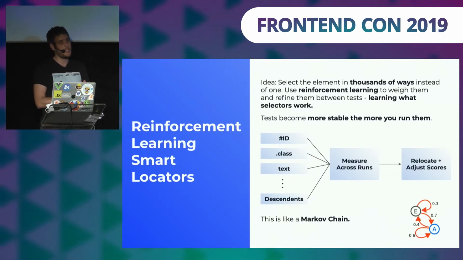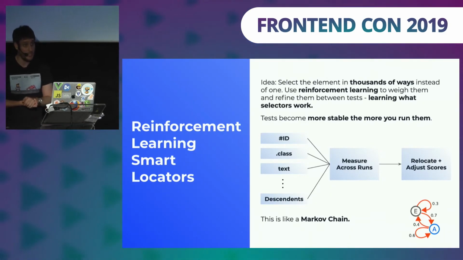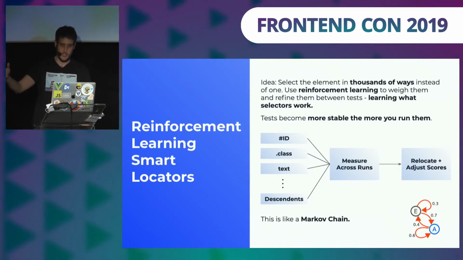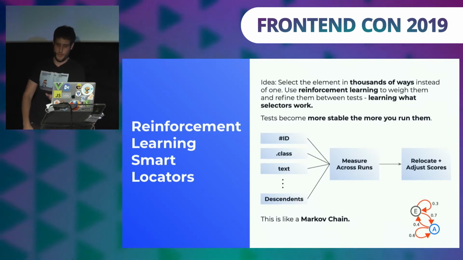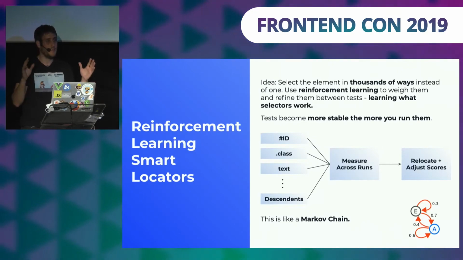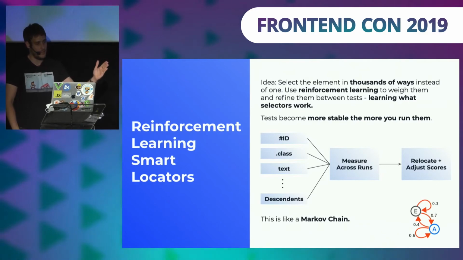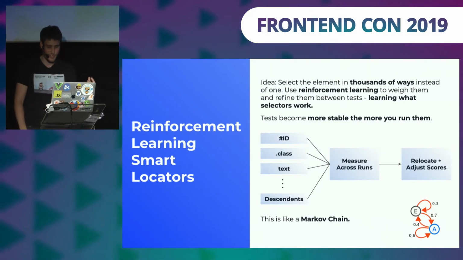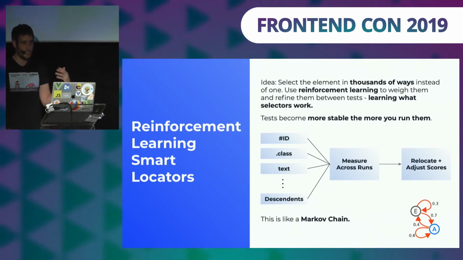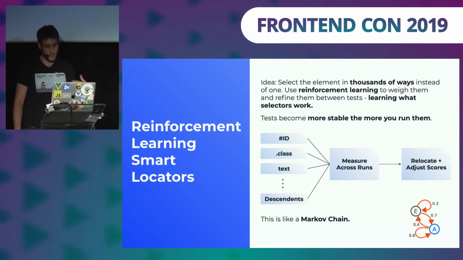So, the first thing I talked to you about is how tests break because of selectors. What if, instead of selecting an element in just one way, we select every element in 1,000 ways on the page, and then we use reinforcement learning to figure out what changes between tests and improve. And that means that when you run your tests multiple times, it will get more stable and not less stable because it understands change. There is, I think, a Buddhist saying, or like Greek philosophy, that change is the only constant. So this idea relies on it using reinforcement learning.